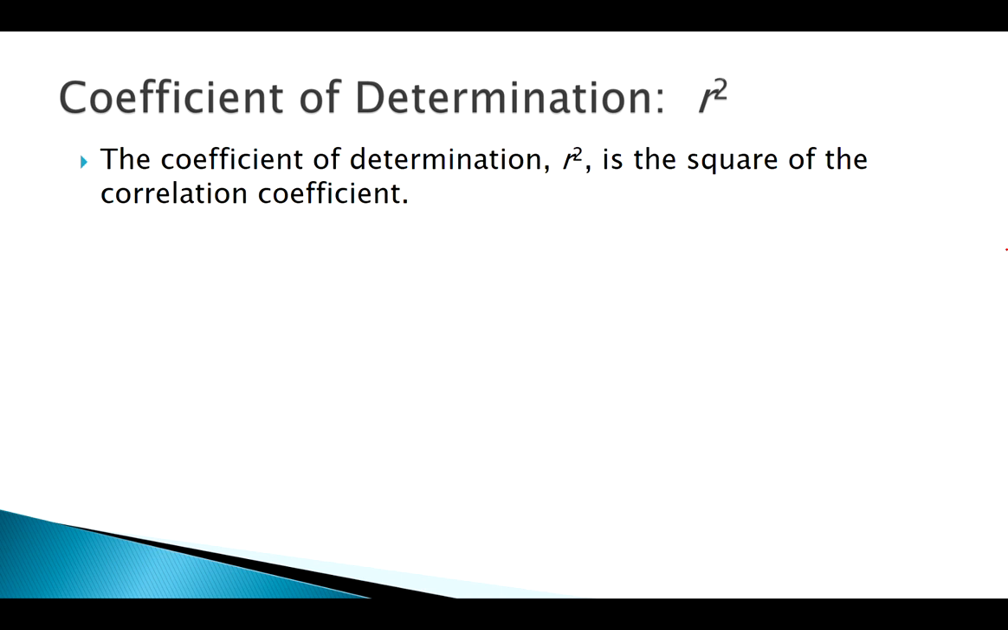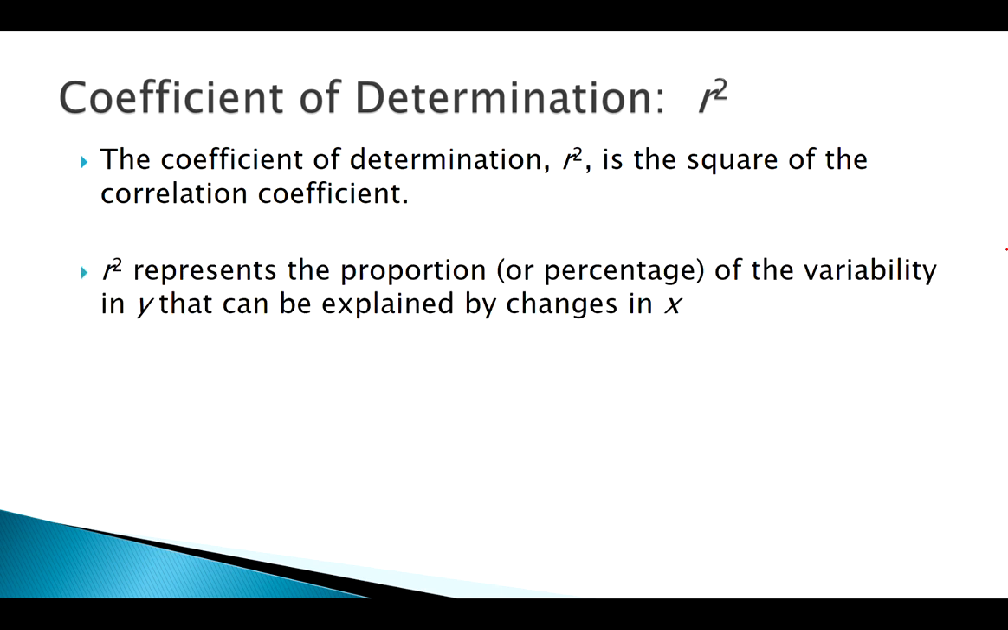And I simply calculate it by taking R and squaring it. R squared, easy enough. Okay, so what does R squared actually mean? Well, we could think about it as the proportion, or often the percentage, of the variability in y that can be explained by x. Like I mentioned, usually we express it as a percentage.